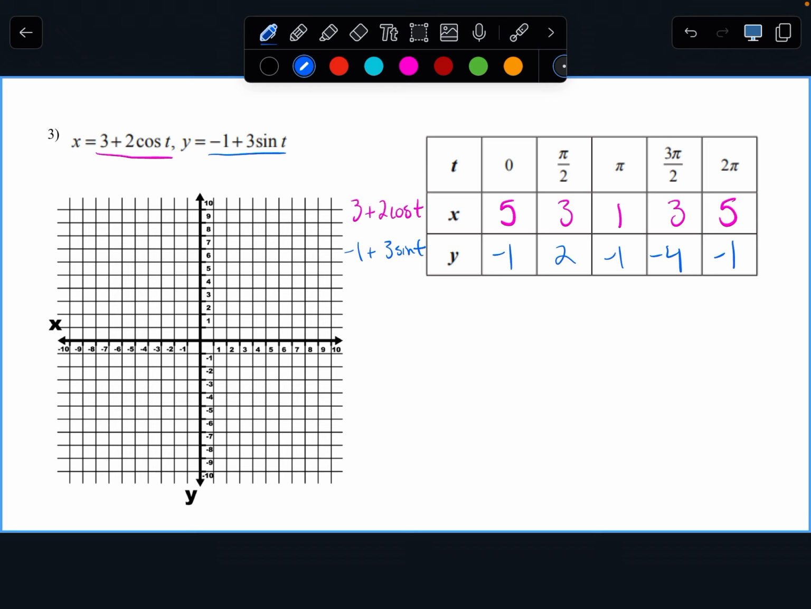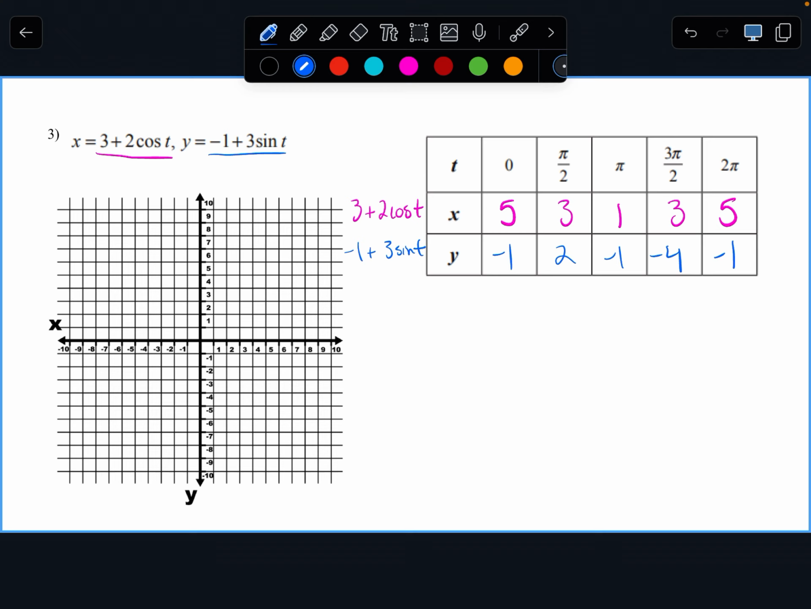All right. So cosine of 0 is 1, so you just take 3 plus 2. Pi over 2 is 0, so it's 3. Pi is negative 1, right? And then 0, and then positive 1.